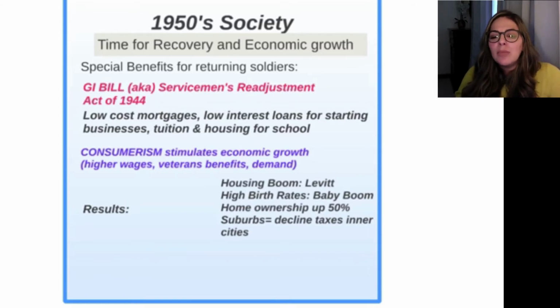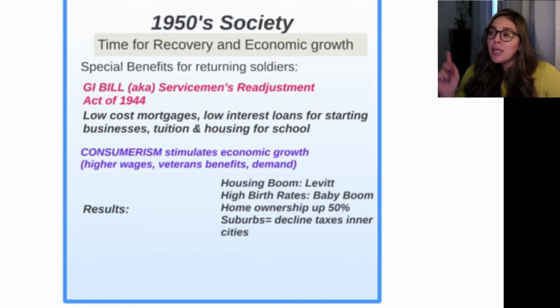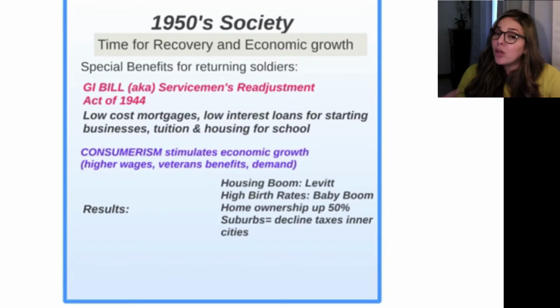And so what this means is there's going to be a housing boom. Particularly, it has to do with the fact that the GI Bill makes it easier for these servicemen to get loans to buy homes. But then also consider the Levittowns, right? Those almost pre-manufactured, cookie-cutter houses, where you had neighborhoods in which all the houses look the same. So there's a housing boom.